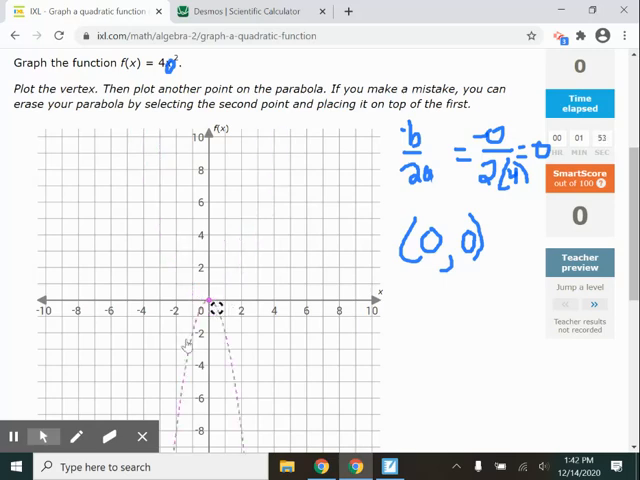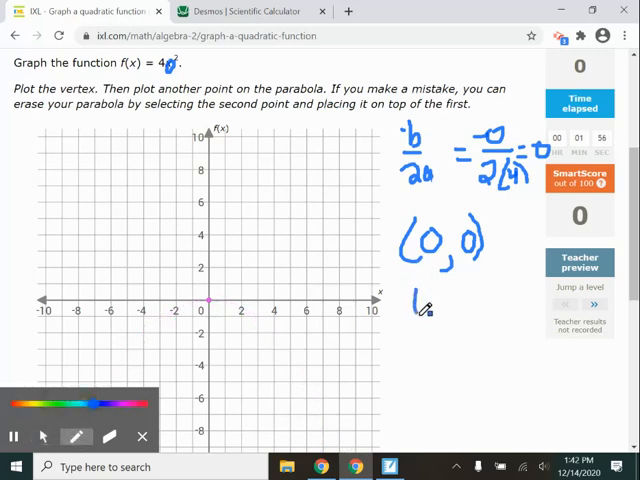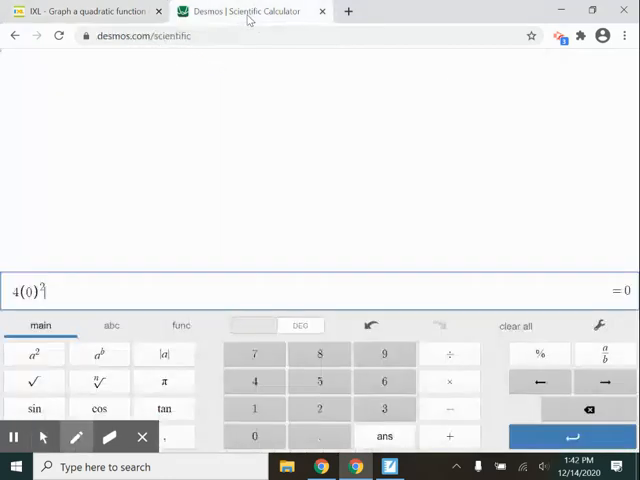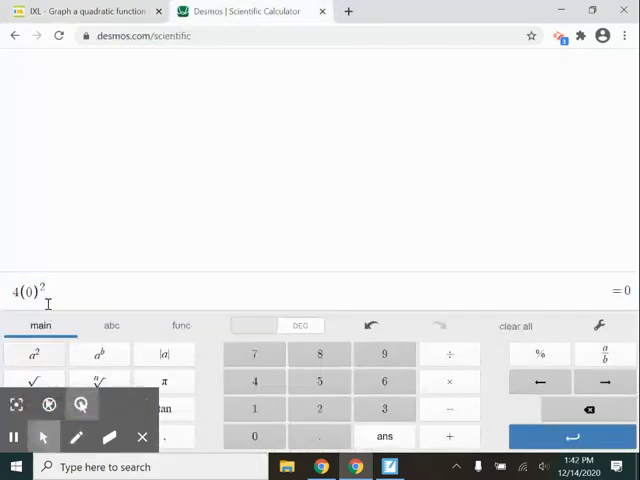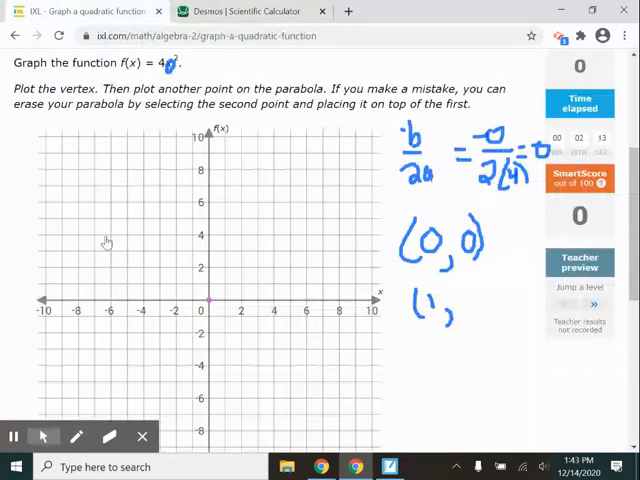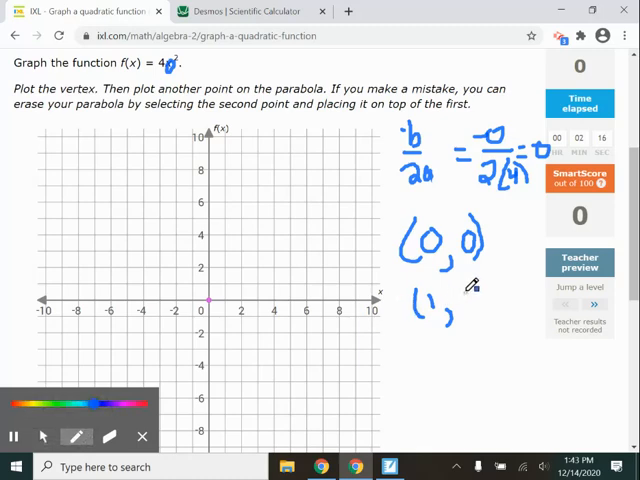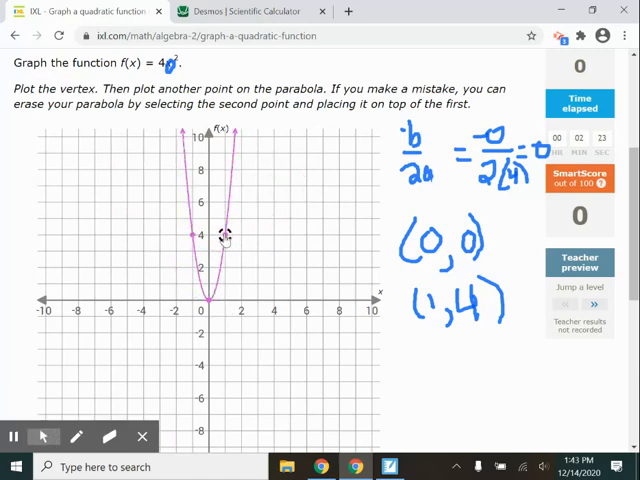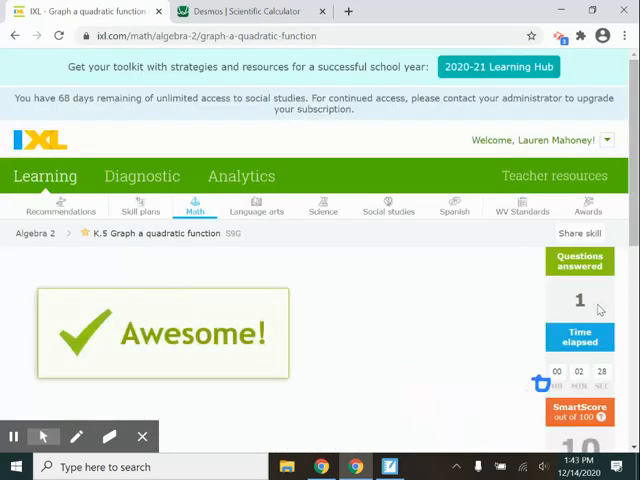So let's go with 1. 1 would be an easy value to pick. You want to pick something that's close to the x value that you found. So if I plug in 1, so it's 4 times 1 squared, I'm going to come back over here and let's change that 0 to a 1. And you can see that gives me 4. So I know I'm going to have a 4 here, and that's the point I have to plot. So 1, 1, 2, 3, 4. I click there, it draws in my graph, and that's going to give me what I want.